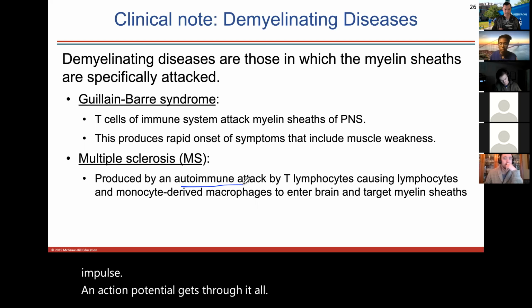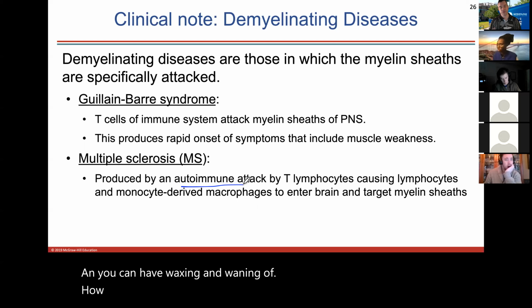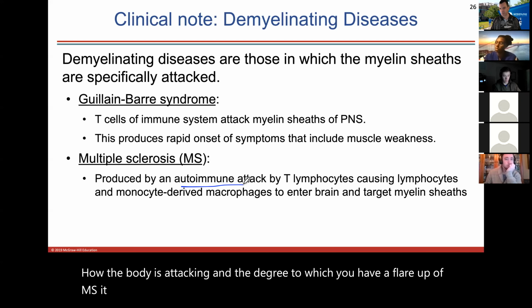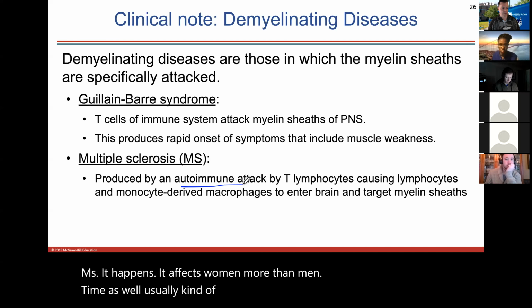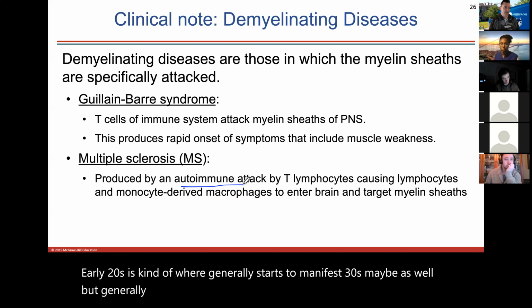And you can have waxing and waning of how the body is attacking and the degree to which you have a flare-up of MS. It affects women more than men as well. Usually it starts to manifest in the early 20s, 30s maybe as well, but generally in the early to mid 20s.